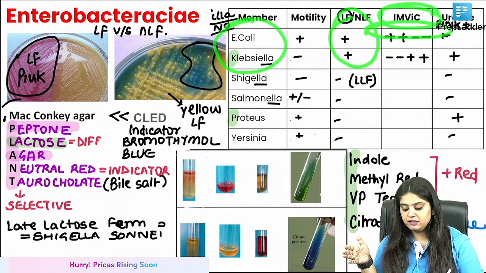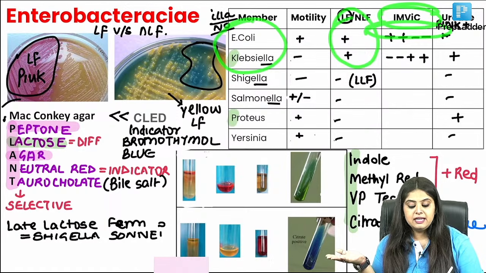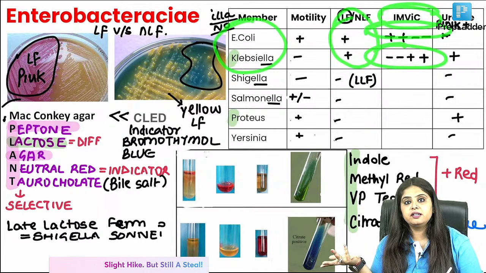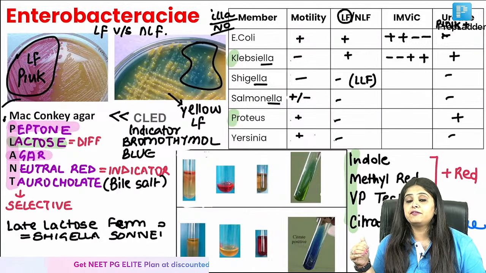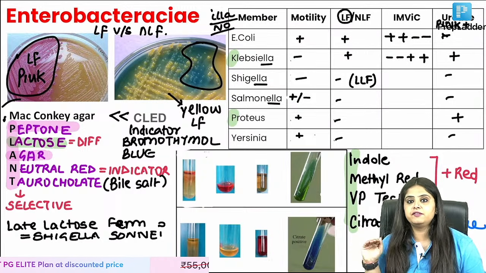If you get plus plus minus minus, that is E. coli, and if it is minus minus plus plus, then that is Klebsiella. Settled. For Shigella, Salmonella, Proteus, Yersinia, you don't have to learn. For FMG students, IMVIC सिर्फ इतना याद करना है.